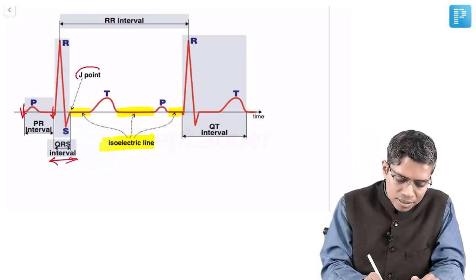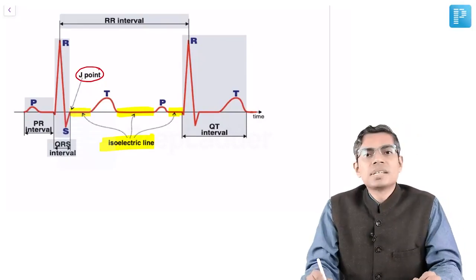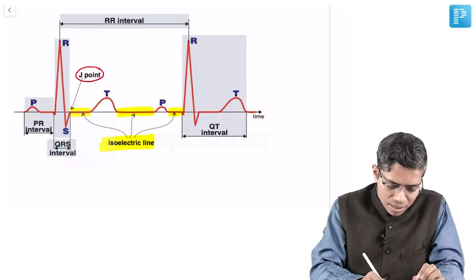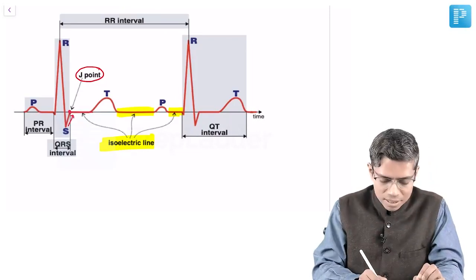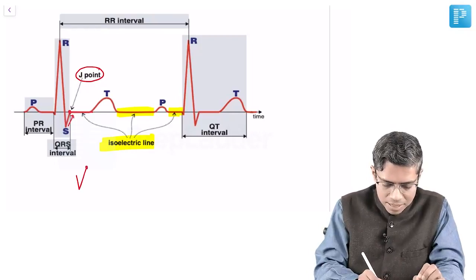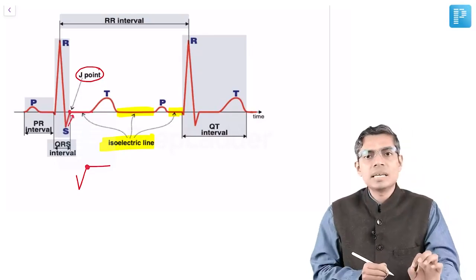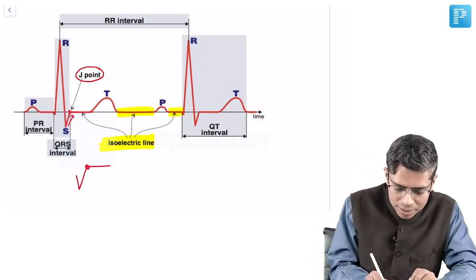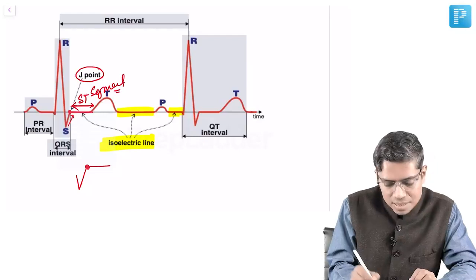Then here is a J point, right? All of you know that the J point is that point where the S wave is ending and leading to generation of an isoelectric line. So where the S wave is ending and the isoelectric line is starting, that point is known as the J point. After this J point, the next part of the isoelectric line is known as the ST segment.